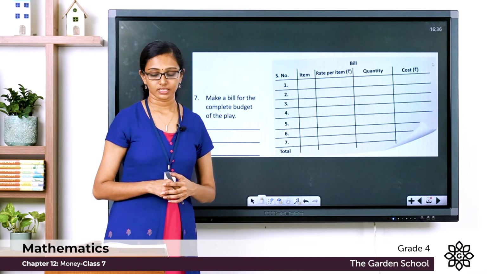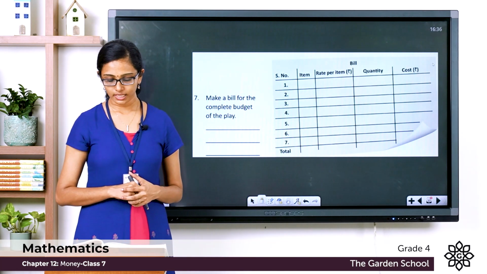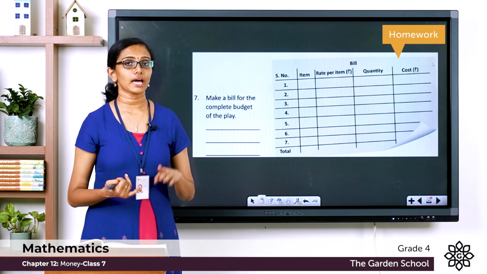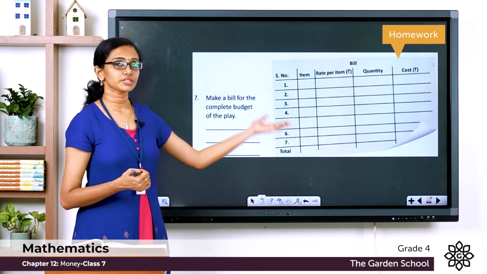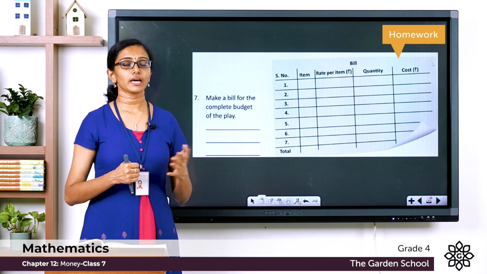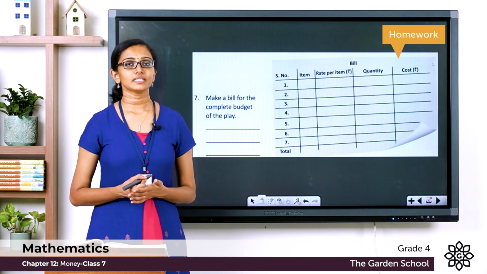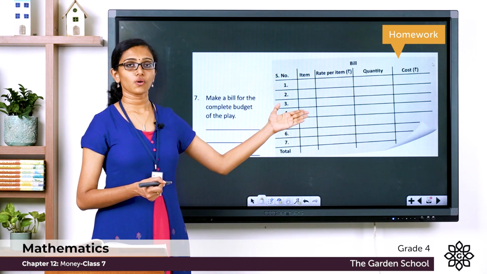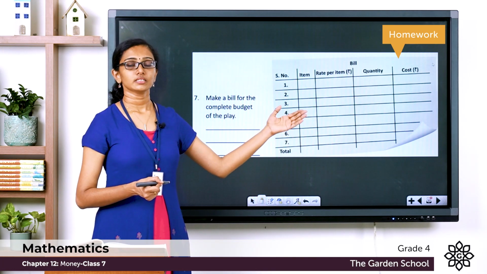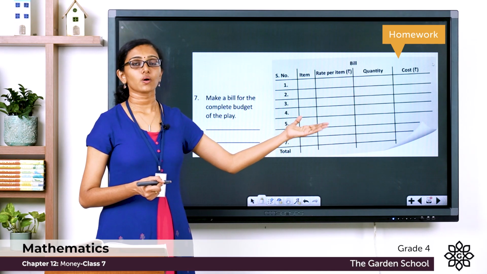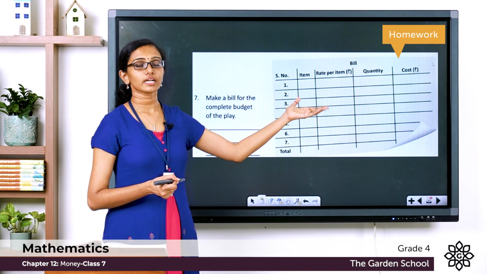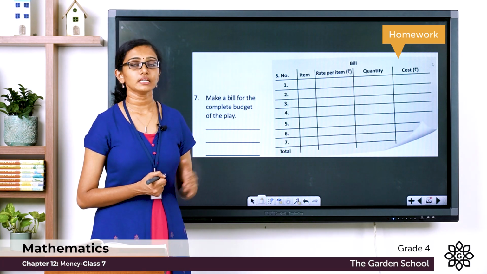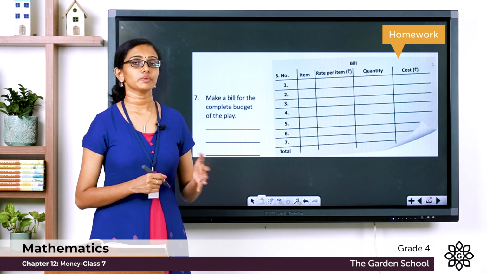Now the last question. Make a bill for the complete budget of the play. So here in this question, you are asked to prepare a bill for the complete budget of the play. In the bill, there should be the name of the item, the rate per item or the rent for each unit of the item, the quantity of the item, and also the total rent for the required number of that particular item. All these should be there. Prepare the bill, calculate the total rent to be paid.